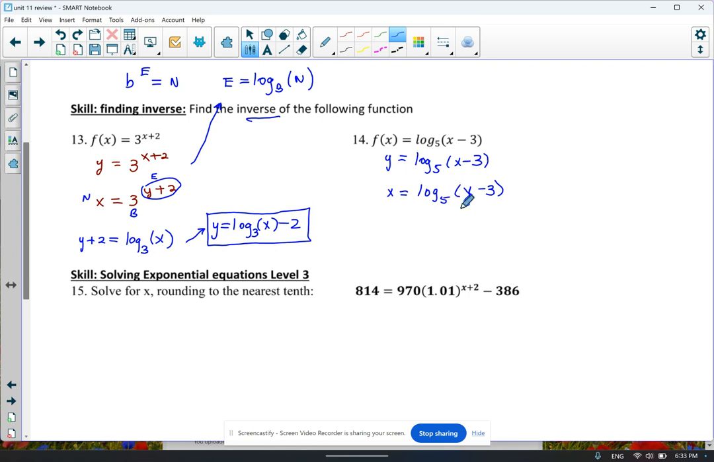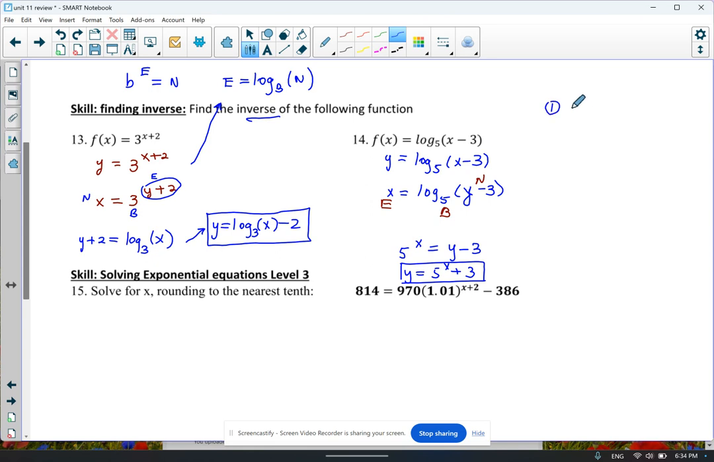But in order to isolate y, we have to convert from logarithmic form into exponential form. So again, here's my base, here's my exponent, it's isolated, and here's my result. So I take my base, I raise it to my exponent of x, and that's equal to y plus 3. And now to isolate y, I add 3 to both sides. And you've just converted the log function into an exponential form.